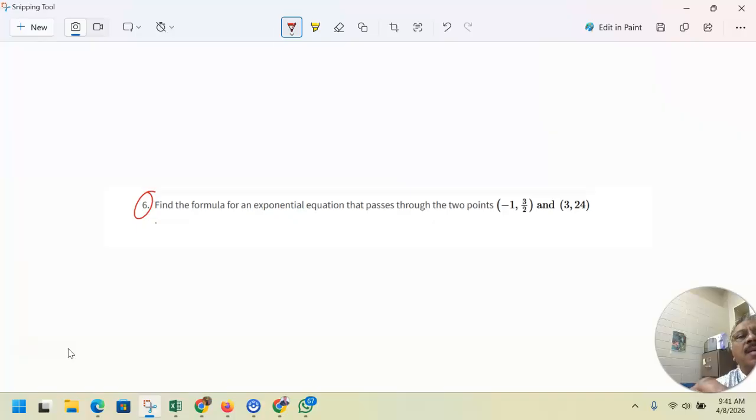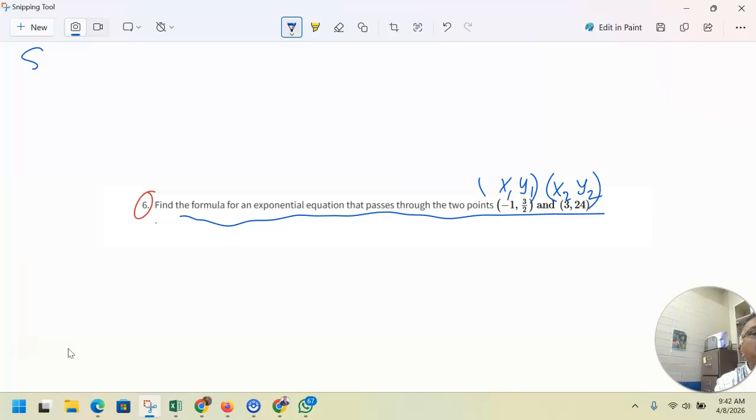Question number 6. Now, look, you are given 2 points. In this case, this is not 0, right? So if this is not 0, you use another method. Call this x1, call this y1, call this x2, and call this y2. So the first step would be, step 1, we'll try to get two equations. The main equation is the exponential model, y equals a times b raised to x.